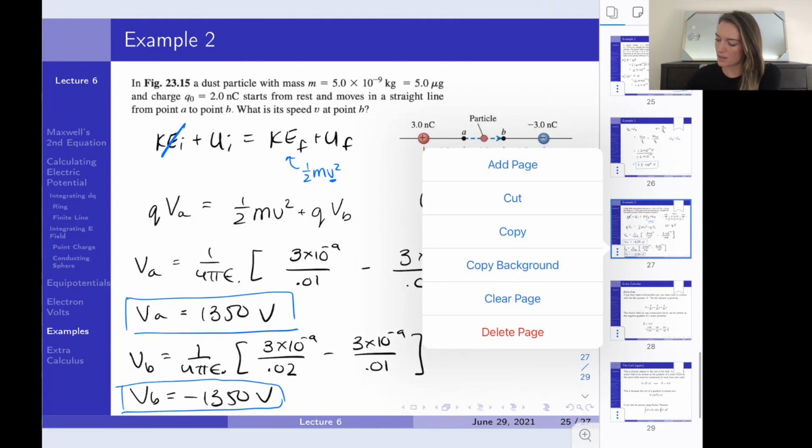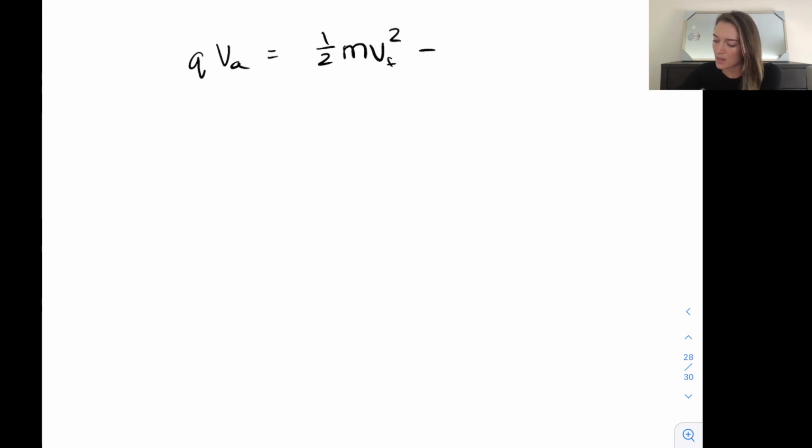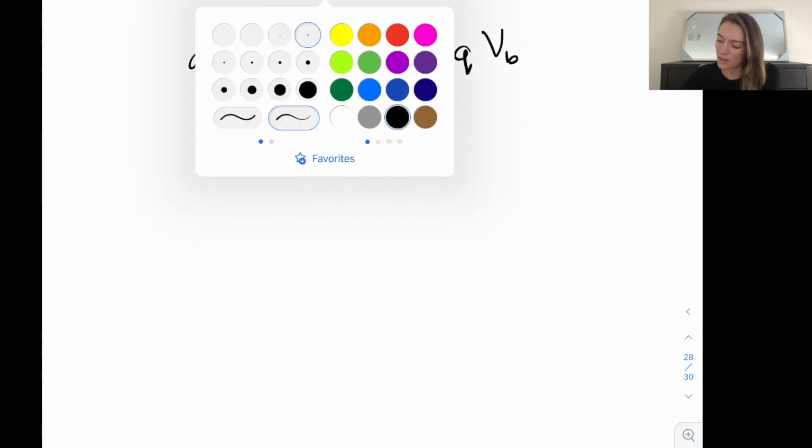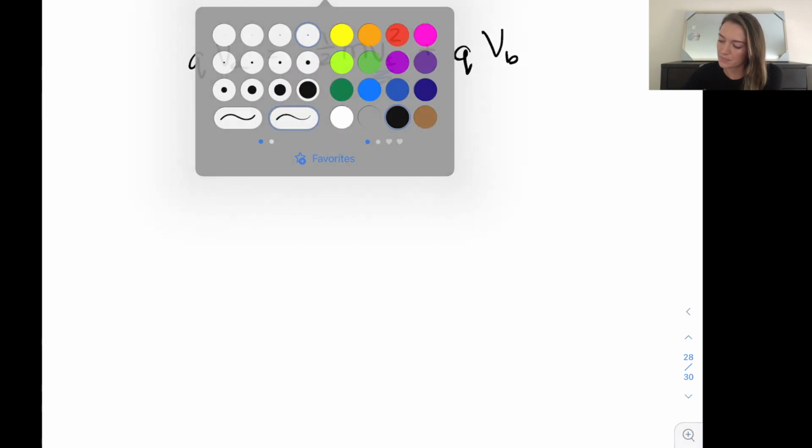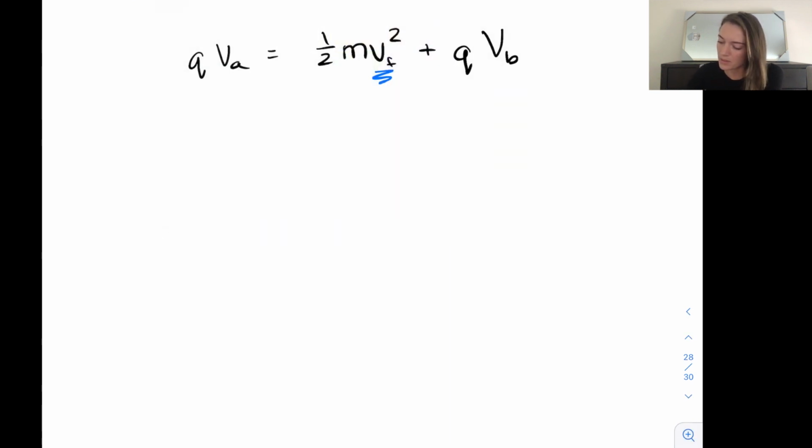So now let's just add in another page here to do a little bit more algebra. Let me rewrite our conservation of energy equation. We had Q of the dust particle, VA, is equal to 1/2 mv squared, this is our final velocity at point B, plus Q times the potential at point B. So let's solve for VF here. We'll have QVA, and move QVB to the other side, minus QVB, is equal to 1/2 mVF squared.